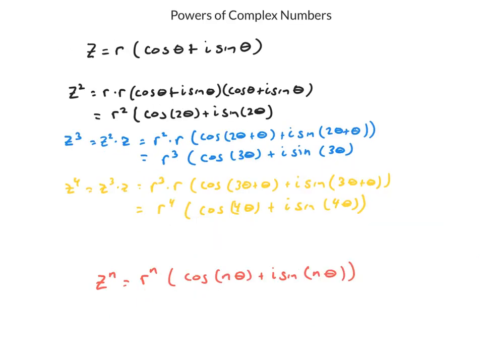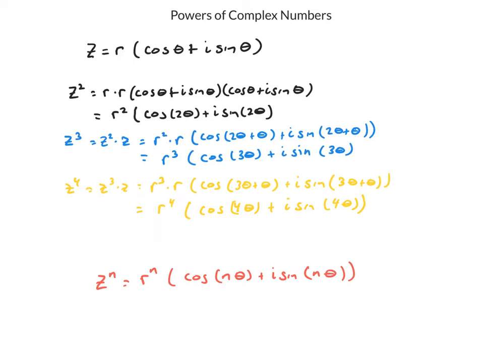Now let's see if we can identify a pattern that happens when we find the powers of a complex number. In this case, notice we're not going to have the subscript now, because we're just going to let z equal r times cosine of theta plus i sine of theta. I'm not dealing with two different complex numbers. I'm just going to take powers of this one, so I don't need the subscript.